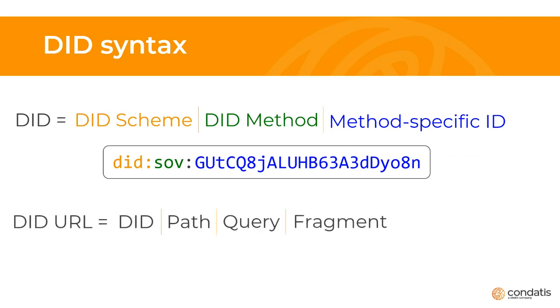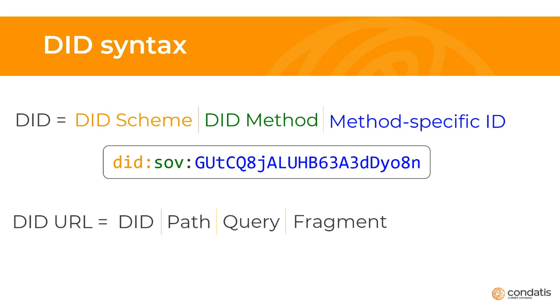A DID URL, on the other hand, is something that we can use when referring to a specific resource. A DID resolver can take a DID URL and use it as an input and return a resource as an output. This process is called DID URL dereferencing. The resource might be, for example, part of the DID document or a set of public keys related to the DID. The structure of the DID URL is similar to any commonplace URL.